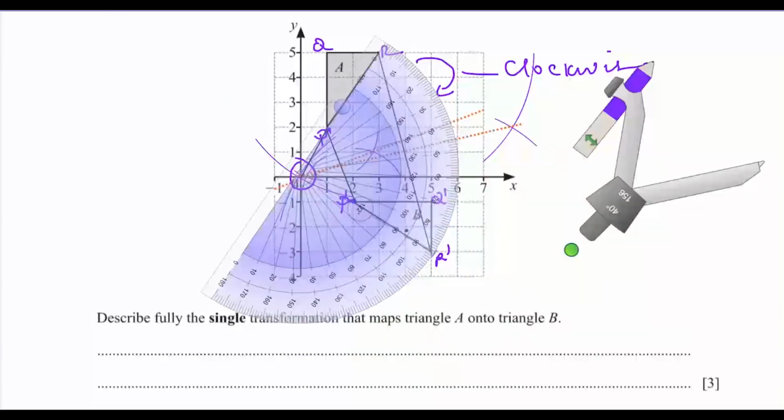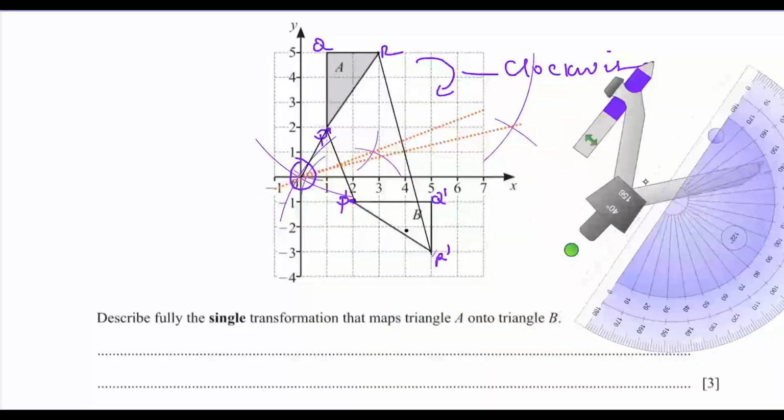So we are done. So we can remove this and say that, okay, the name of the transformation is rotation. You can write rotation here. Then we have the degree to be 90 degrees clockwise.